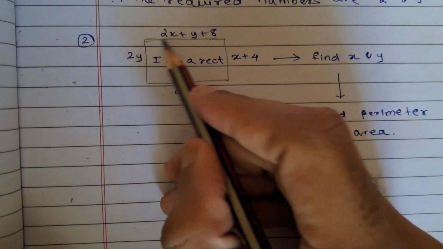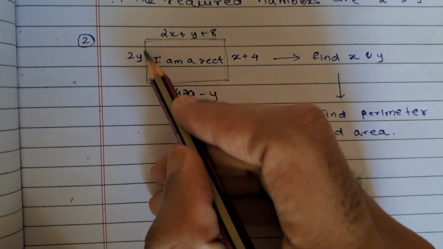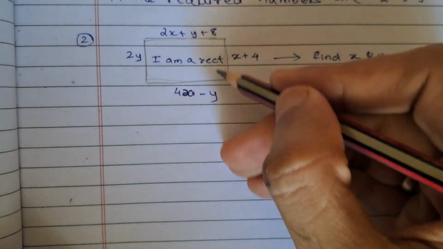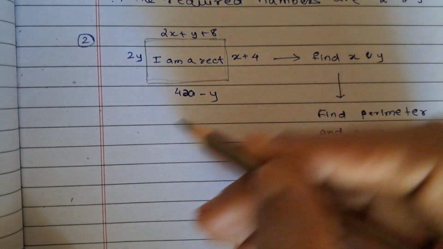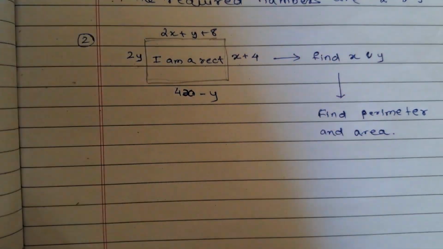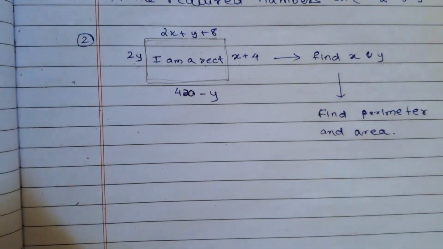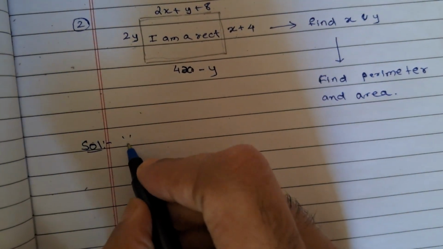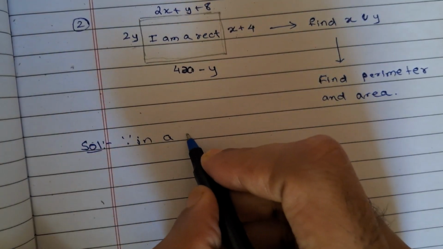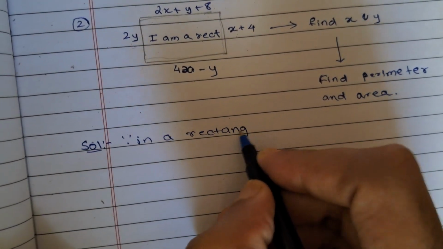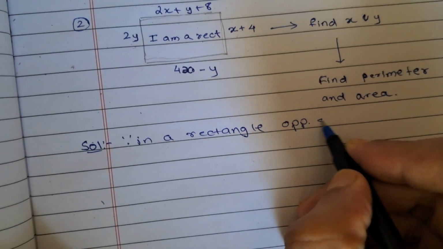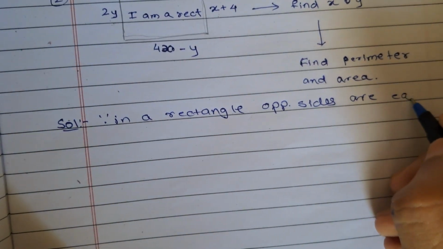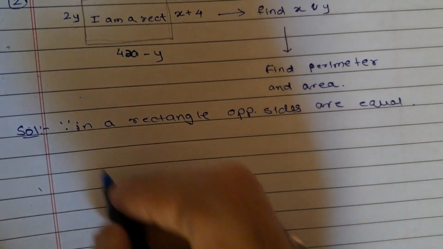So since it says that it is a rectangle, and we know a property of a rectangle that opposite sides are always equal in a rectangle, isn't it? That means this and this should be ultimately the same. At the same time, this and this should be ultimately the same. So considering that, how I will start writing the solution is, I will say, since in a rectangle opposite sides are equal, right? Opposite sides are equal.